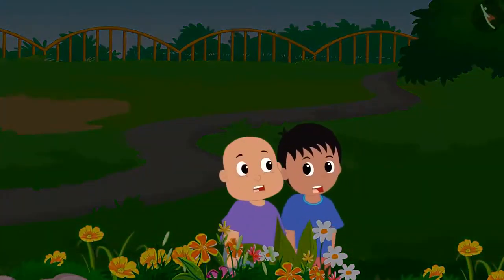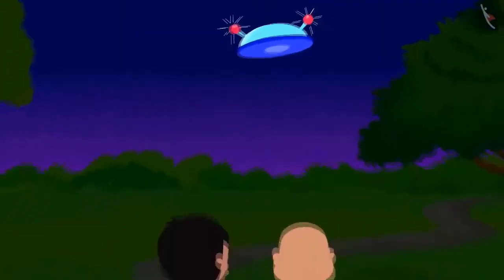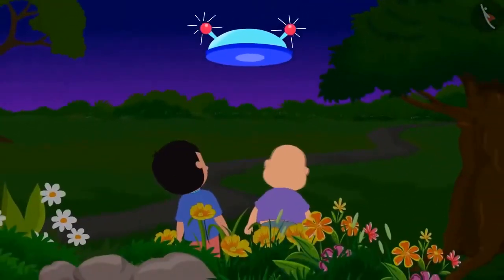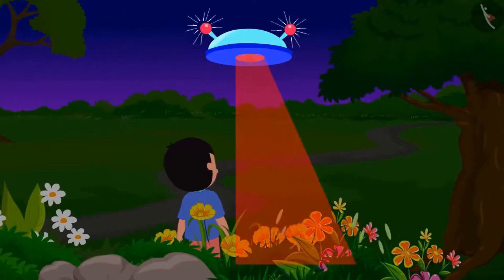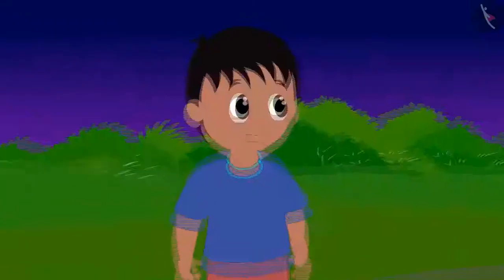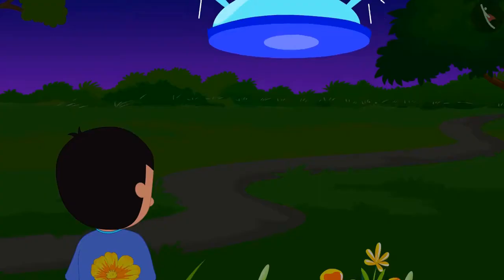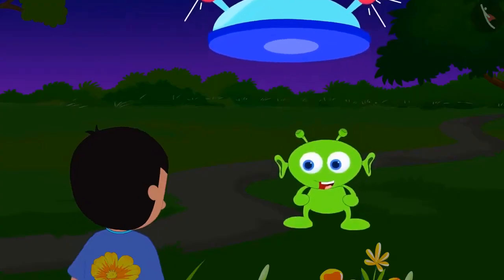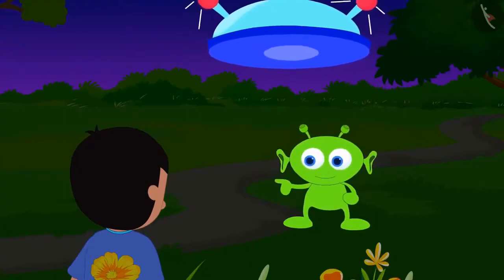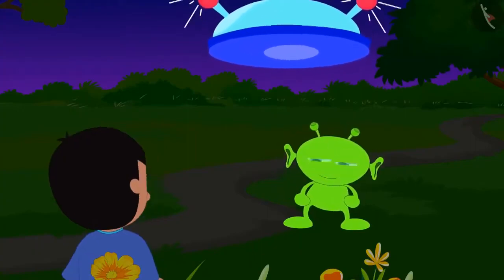Hey, how did it suddenly become dark? Look, Bablu is being pulled into that flying saucer. Raju is shocked. He is unable to do anything. Ho ho ho ho ho! Your friend is in my possession.